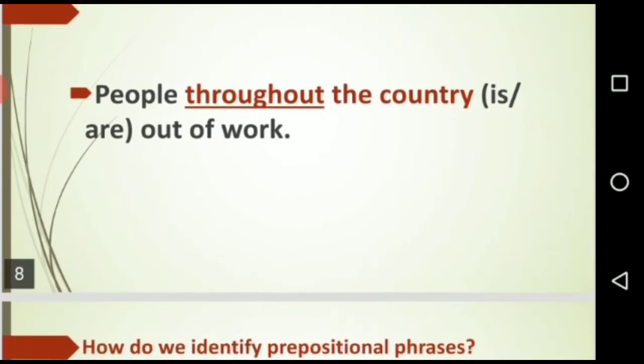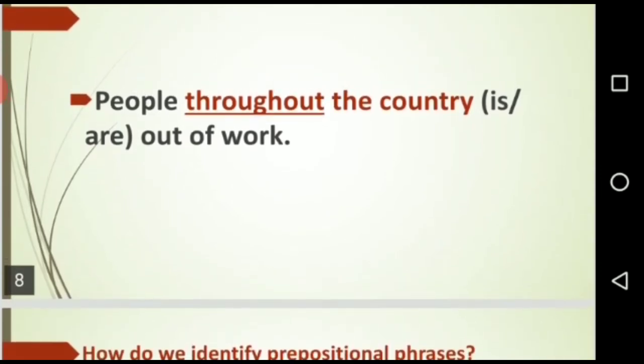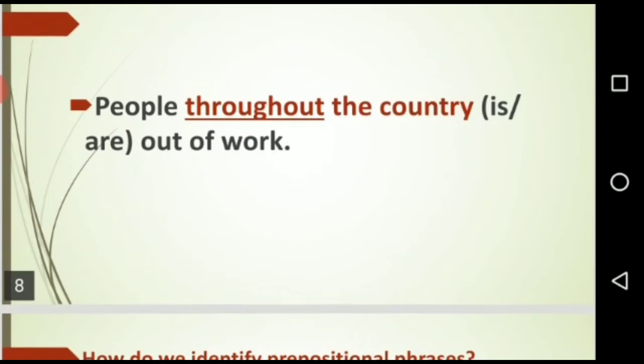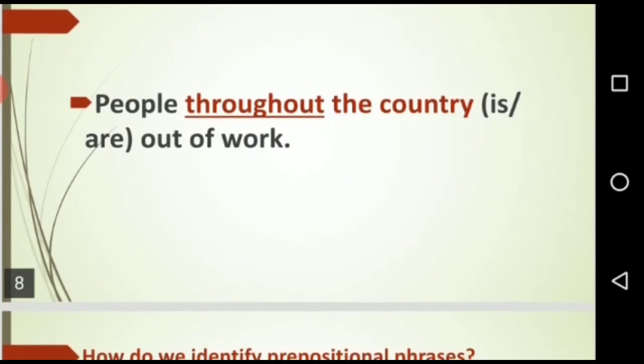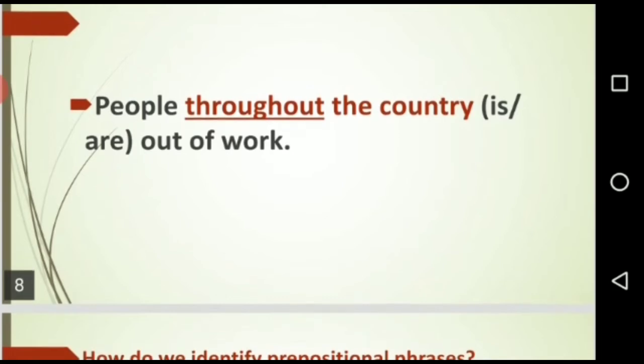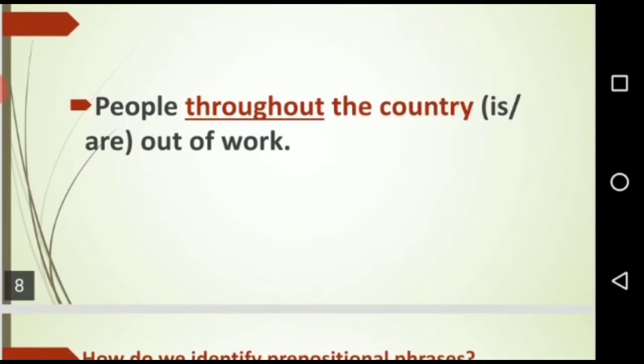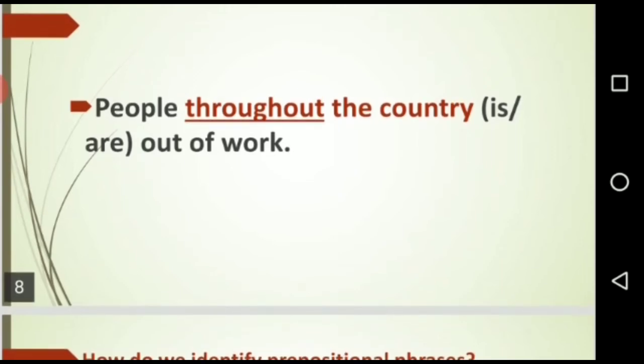Here is one more example. People throughout the country is out of work or are out of work. Again, here we have to identify the prepositional phrase. I know that throughout is the preposition. So, the prepositional phrase is throughout the country. As you know, throughout the country is extra information. The real subject is people. So, we say people, plural noun. So, plural verb. People are out of work.